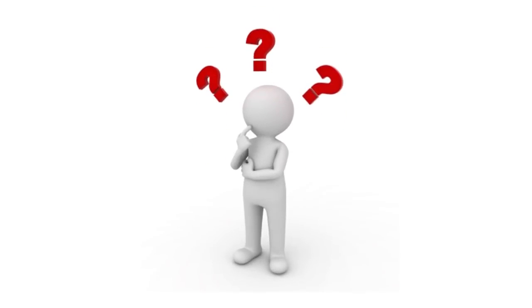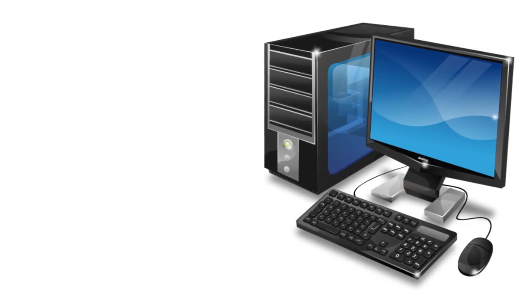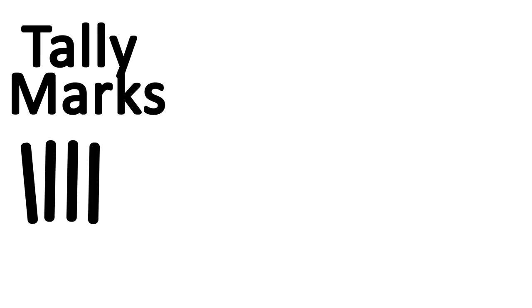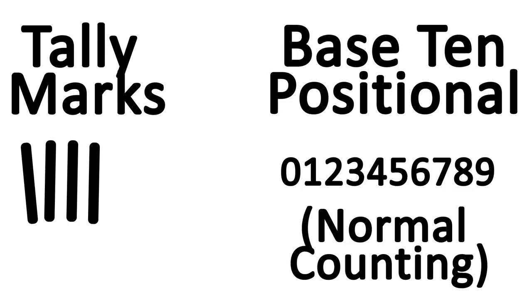If you want to know, then this video is for you, because it's actually a very simple concept and still quite fascinating. Before we get to computers, let's talk about what binary itself is, as it existed long before computers did. Binary is nothing more than a system of counting. To understand how it works, let's look at two other systems of counting, tally marks and the glorious base 10 positional that we all know and love today.